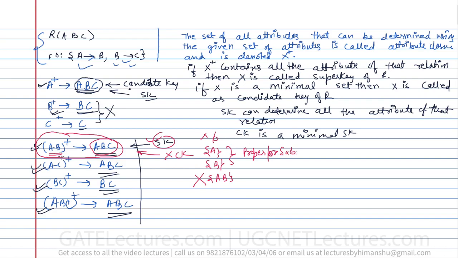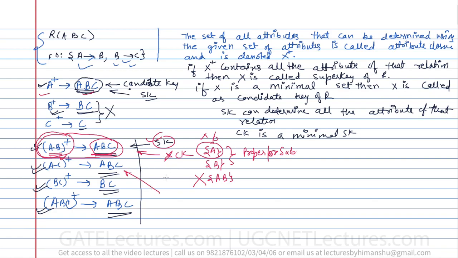Now, if a proper subset of AB can determine all these attributes, then obviously it is not a minimal set. You can see the proper subset of AB is A, and A determines everything. Therefore we proved that this is not a minimal set, because even a single attribute A can determine everything. Therefore this is not a candidate key, because a candidate key should be minimal.